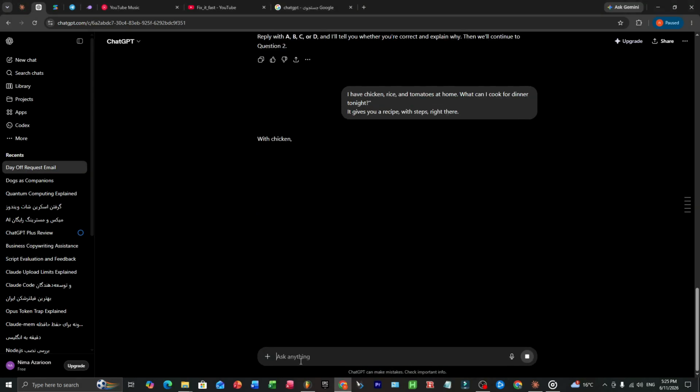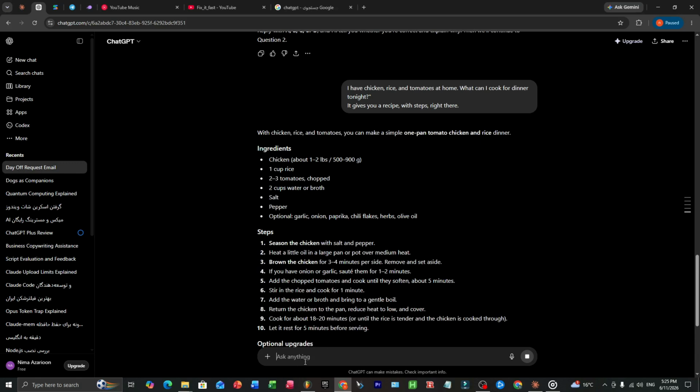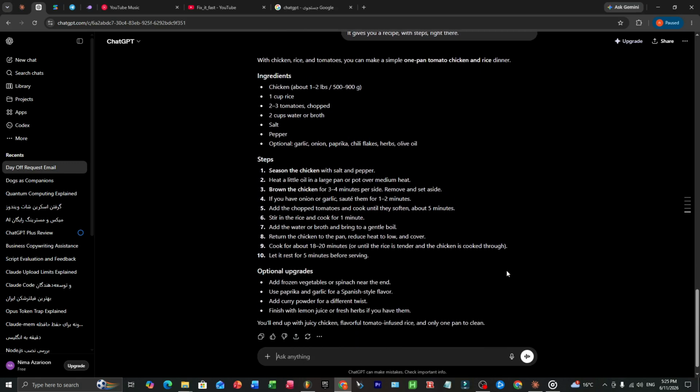Example 5, everyday tasks. Type, I have chicken, rice, and tomatoes at home. What can I cook for dinner tonight? It gives you a recipe with steps right there. This is what people mean when they say AI saves them time. It's not magic, it's just having something that responds instantly to exactly what you need.